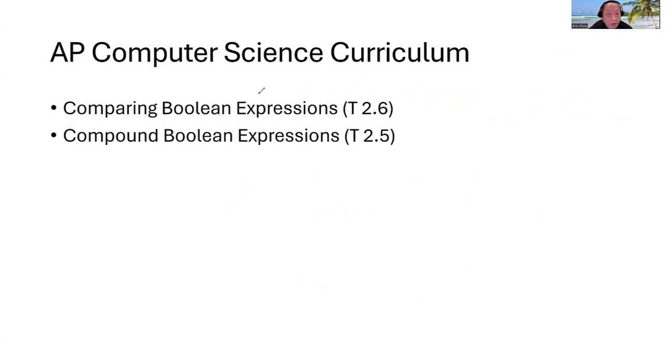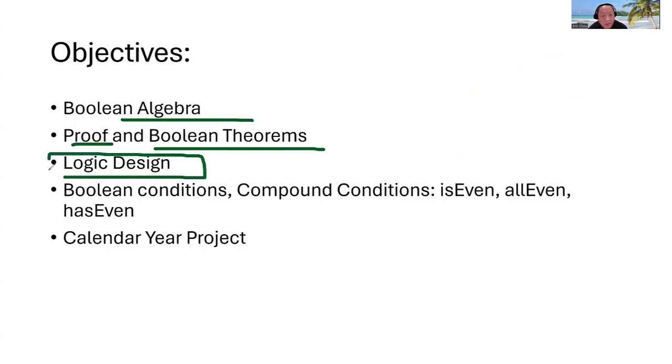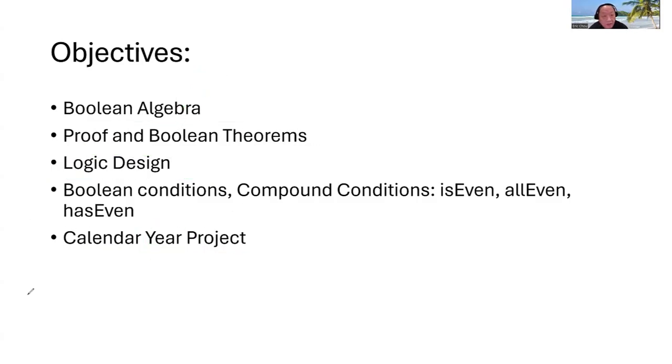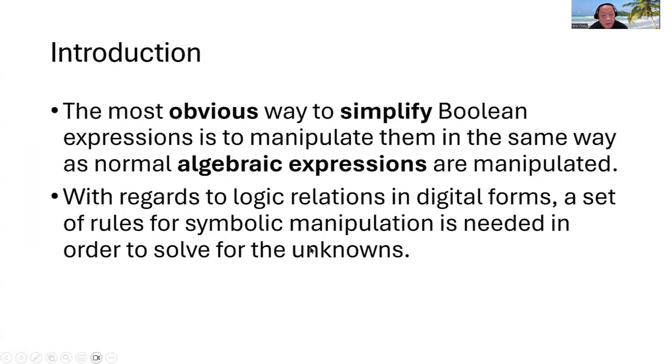So we are trying to understand what a Boolean expression is, how to compare Boolean expressions, and how to do simplification for them. Basically, we are going to talk about Boolean algebra and proof of the Boolean theorems, and doing logic design, how to design logic based on each different Boolean algebra. And then the compound conditions, and then the calendar year project. These are the different topics we will cover today. First, let's talk about Boolean algebra.